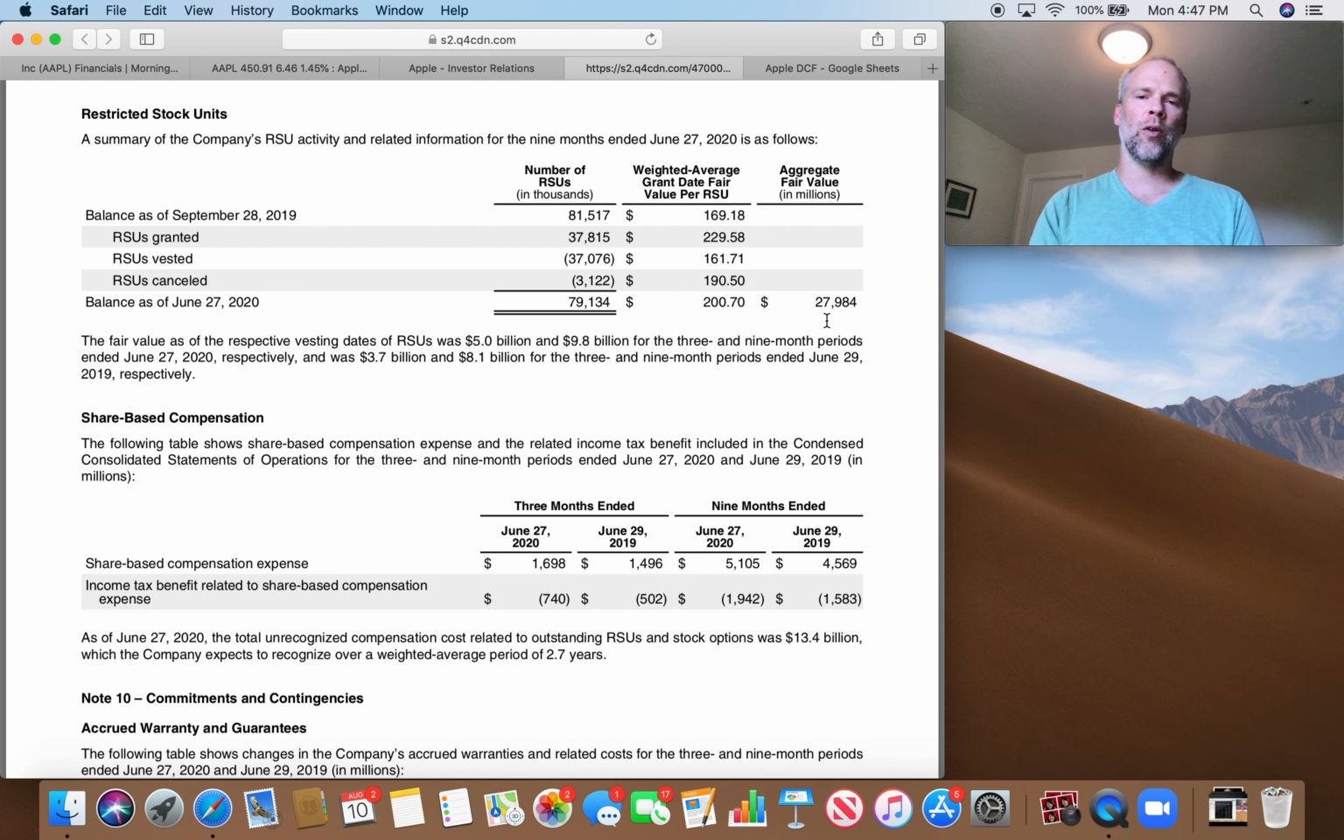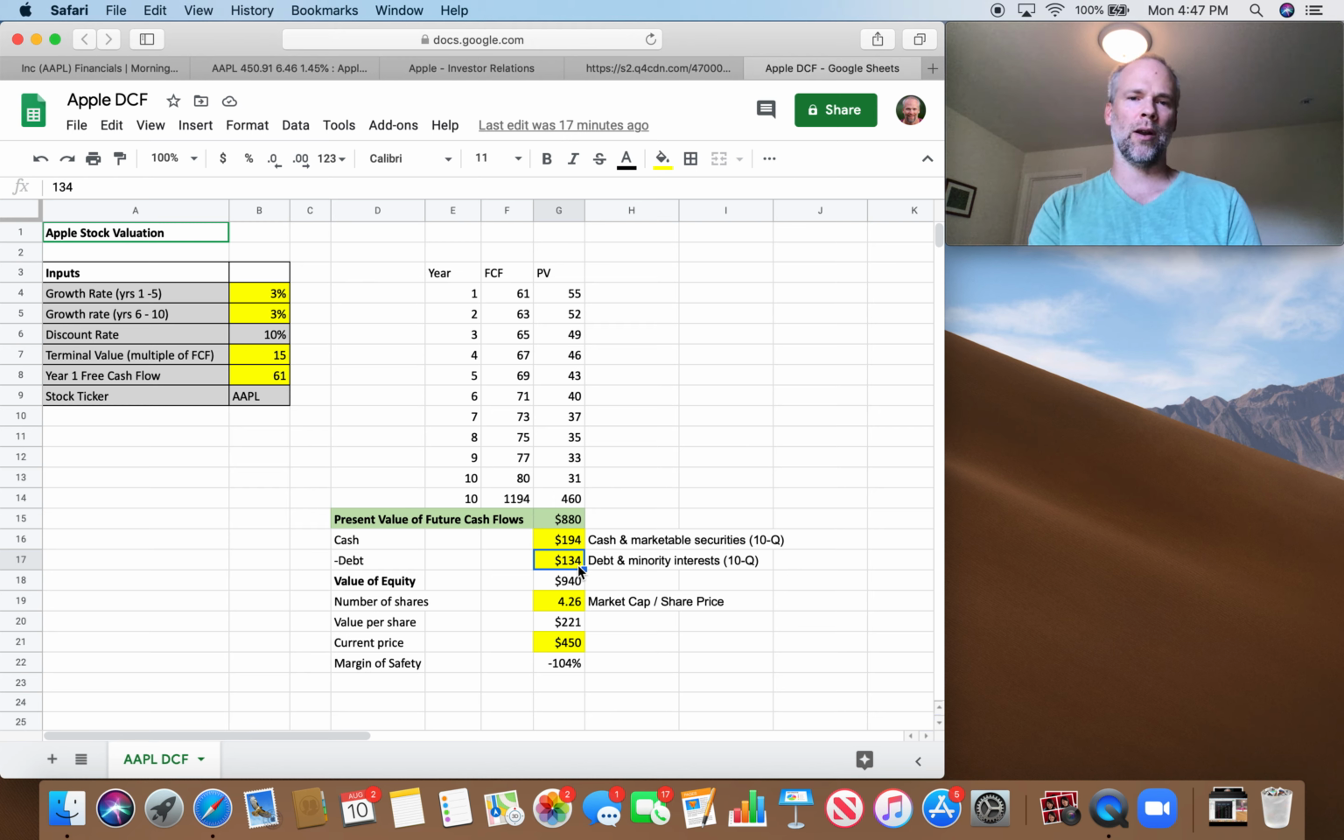So if you remember before, we had 106.1 billion. We're going to add 27.984 billion in minority interests. We're going to come up with about 134 billion in debt and minority interests. Okay, so now we've got everything we need to do some calculation.